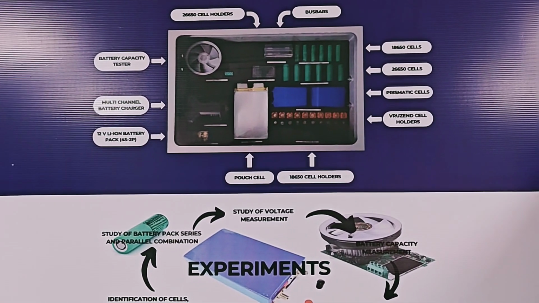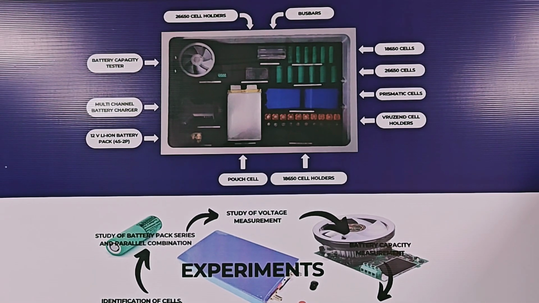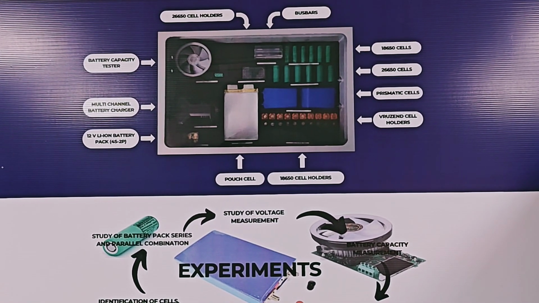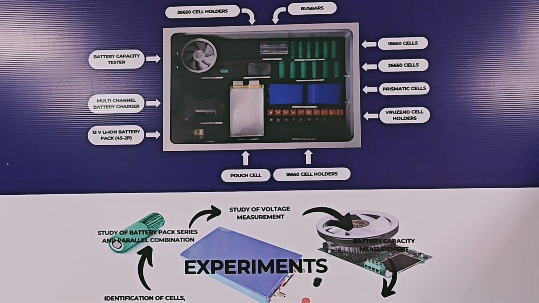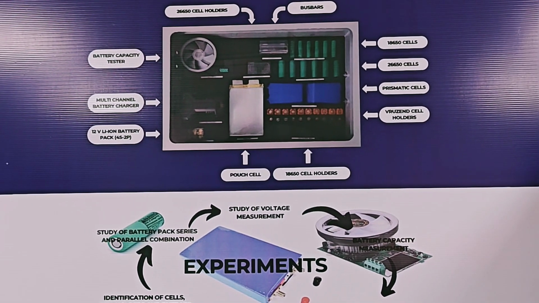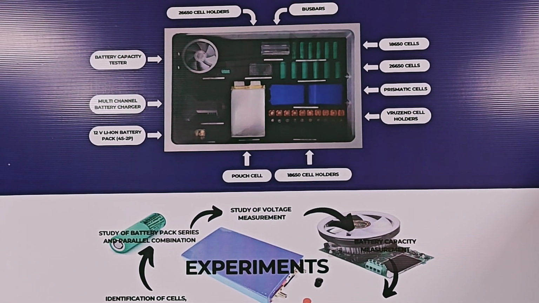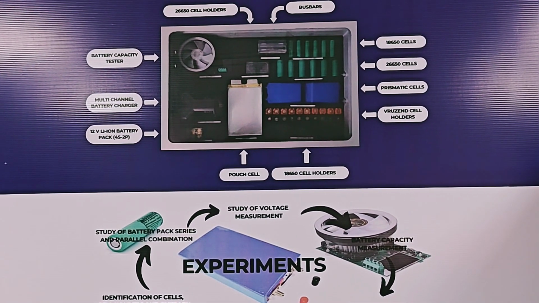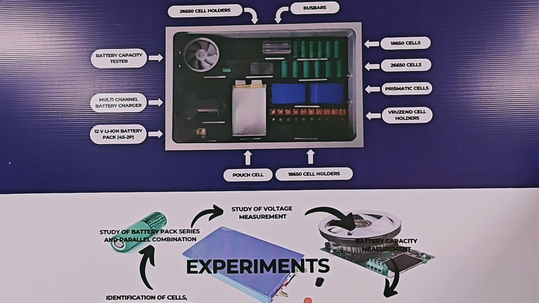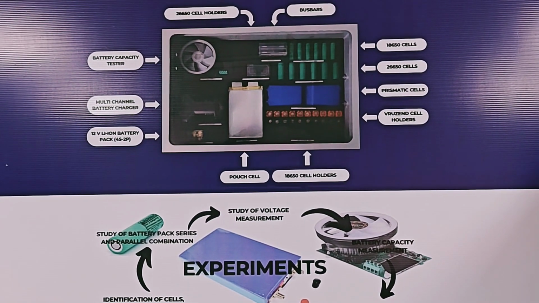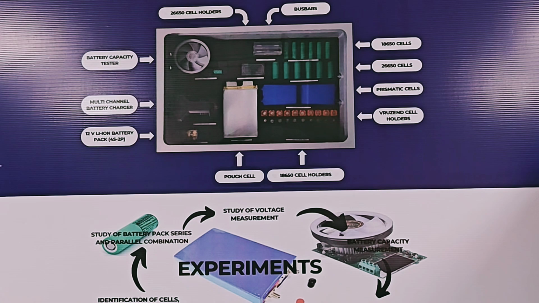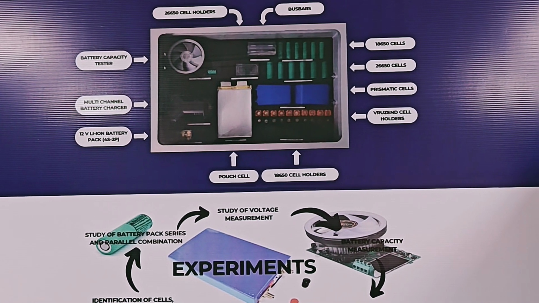This is our cell demonstration kit. Here you can see the total kit has different kinds of cells depending upon the form factor, a battery capacity tester, a charging unit, and different busbars. Overall, the cell demonstration kit will be helpful to understand the basics of lithium-ion cells used in electric vehicles. Thank you.